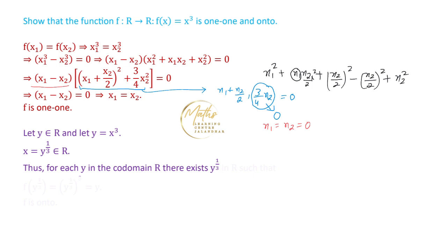This number will also be a real number, and it will satisfy the property that f of y raised to the power 1 by 3 will have the value y raised to the power 1 by 3 whole raised to the power 3, that is equal to y. So what we obtain from this is that every element of the codomain has a pre-image. So f is an onto function.